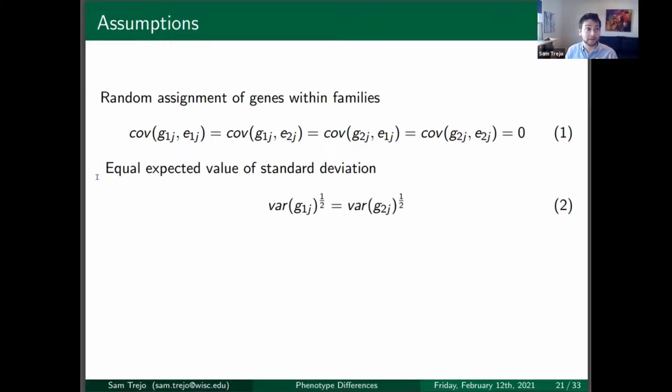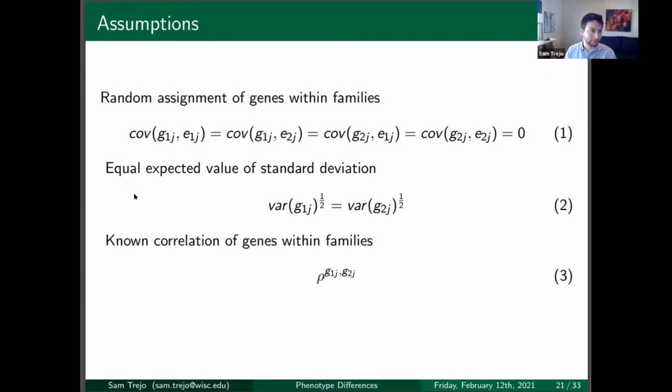The next assumption is adding something new, which is that we have to believe that the standard deviation of the genotyped sibling G1J is the same as the standard deviation of the ungenotyped sibling G2J. So this is really an assumption about selection into genotyping. If we're actually just observing a random sibling of the two, then this is trivially true. But if you have really nonlinear selection into which sibling gets observed in the sample, then it can cause problems. But we'll talk more about this later.